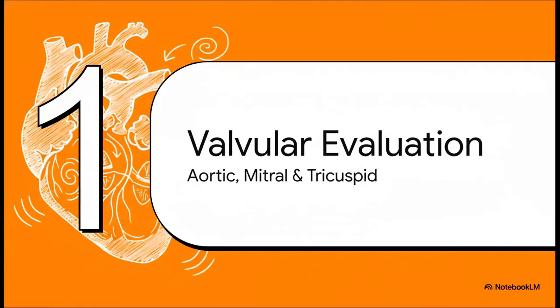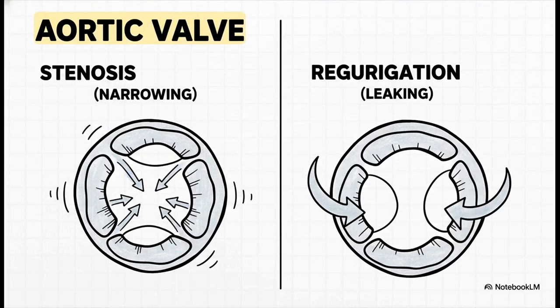All right, our first and biggest section gets right to it, the valves. We're going to conduct a really thorough systematic evaluation of the aortic, mitral, and tricuspid valves. We'll be looking at both stenosis, which is a narrowing of the valve, and regurgitation, which is when you've got a leaky valve. And we're going to start right at the main exit door of the heart, the gateway to the entire systemic circulation, the aortic valve.